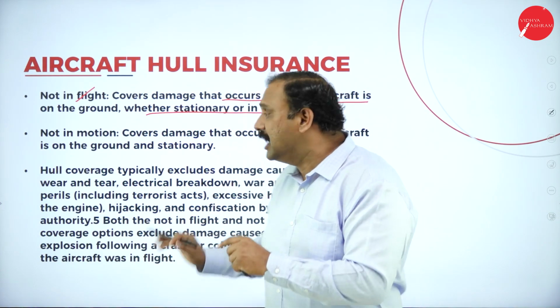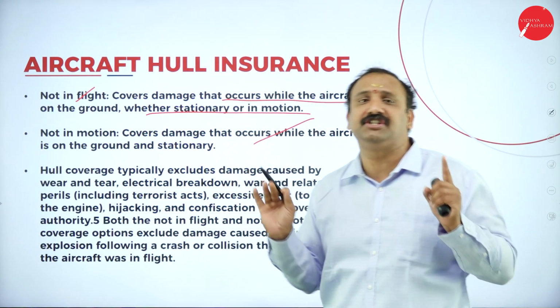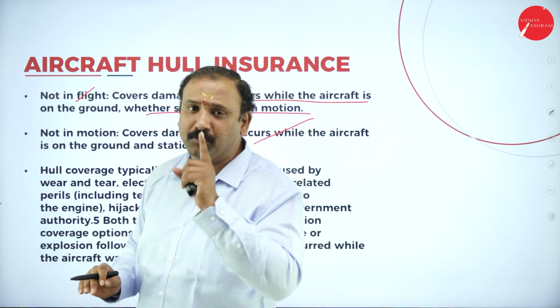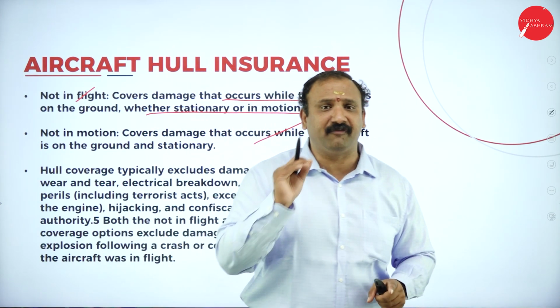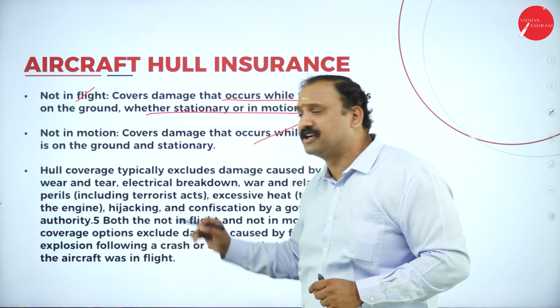Not in motion will cover the damage that occurs to the aircraft when it is on the ground and in stationary mode. At any given point of time, if the aircraft is found moving, or if the aircraft is in flight mode altogether, then the insurance will not be picked up at this juncture.